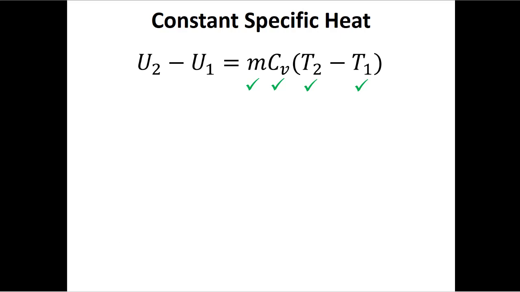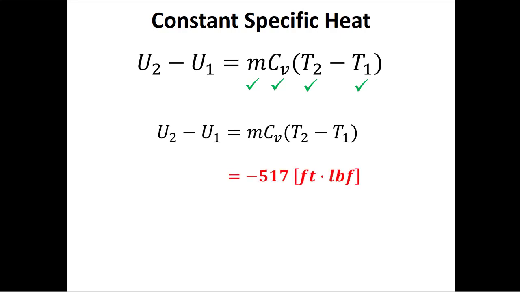So now I know everything that I need to know to calculate delta U. So delta U is equal to M CV times delta T. I know all of this information, and I see that delta U is minus 517 foot-pounds. So this tells me that the energy is decreasing in my system. And I could see that because T1 was bigger than T2, so my temperature is dropping.